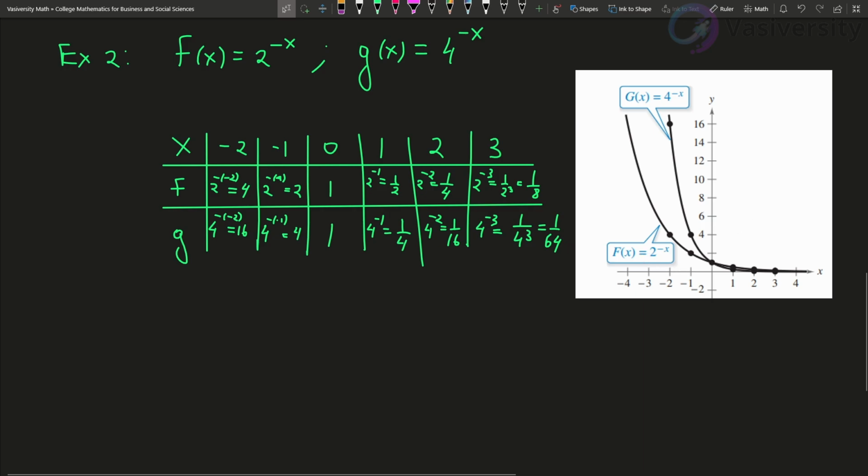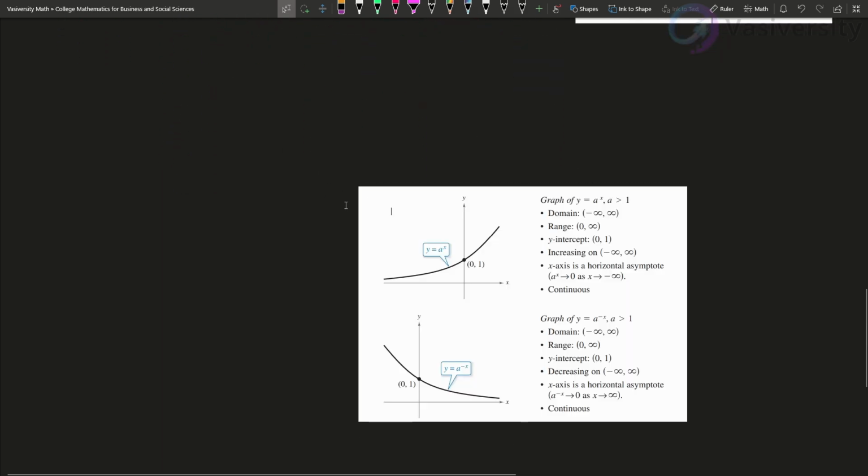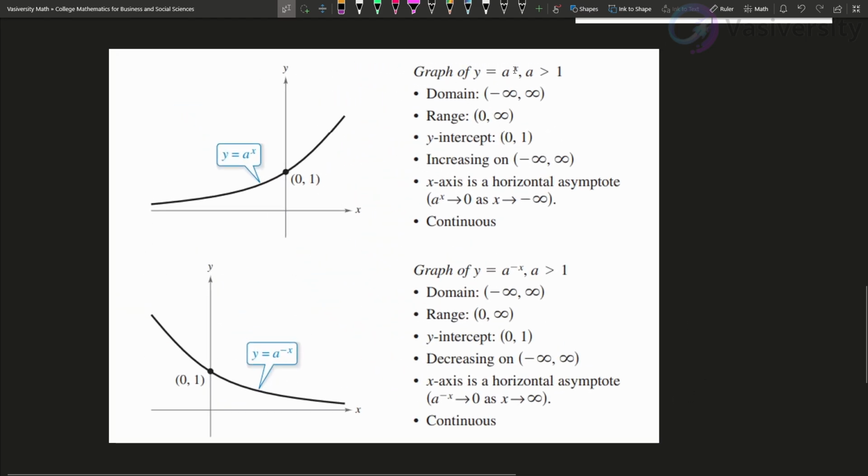All right, perfect. So here are some of the important parts about the functions, specifically the exponential function. So let's take a look at it. The first we're going to be talking about is the graph of y equal to a to the power of x, where a is greater than 1.